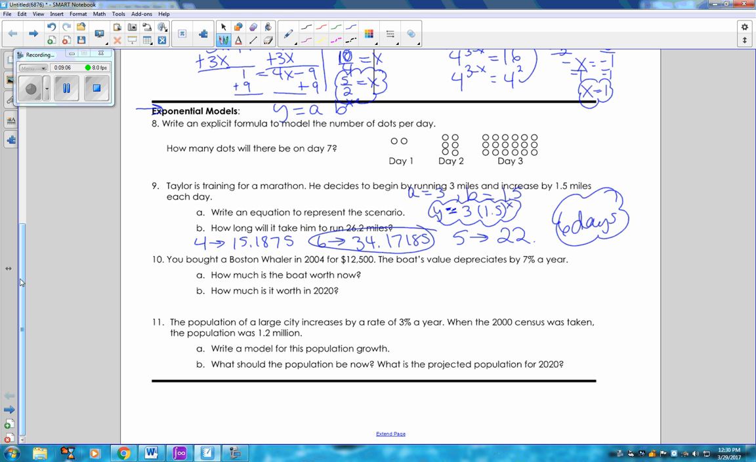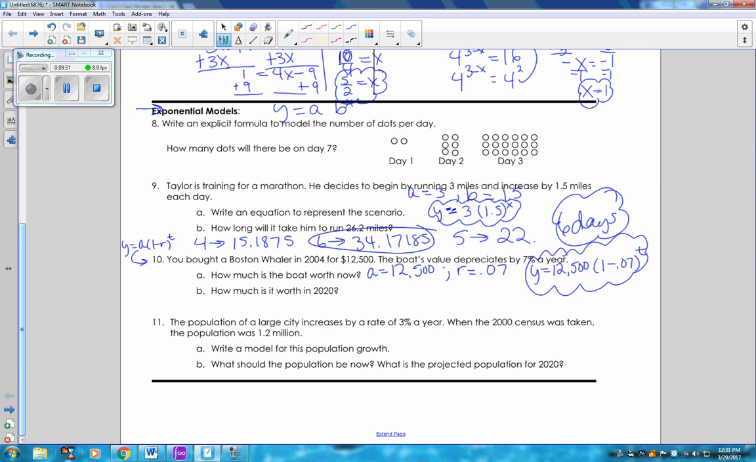All right, so this is an exponential model. This is a decay model. Now your decay model is y equals a times 1 minus r to the t power. All right, that's your decay. A being your original price, so A would be 12,500. R being the rate, remember to change it to a decimal, which is 0.07, and T being at some time. So for number 10, part A, your equation would be y equals 12,500 times 1 minus 0.07 to some power.